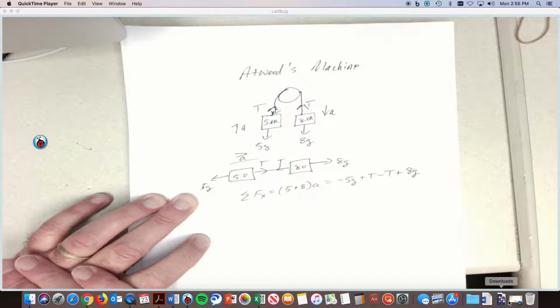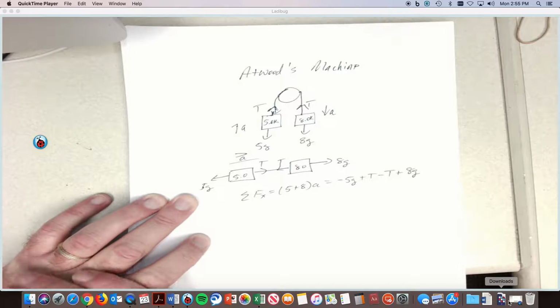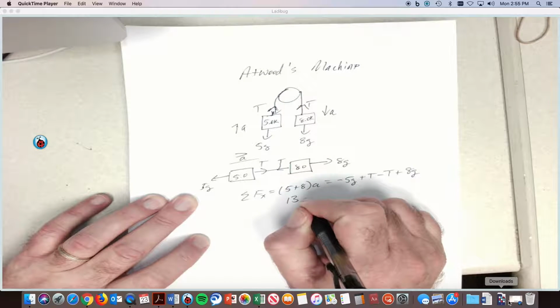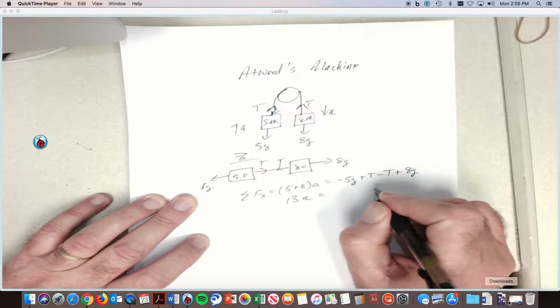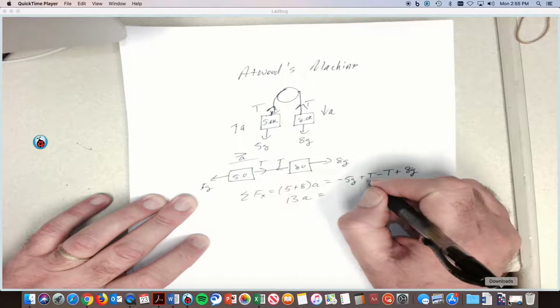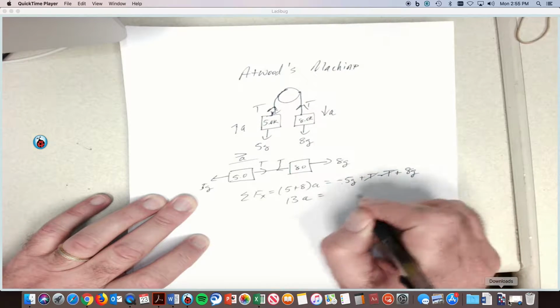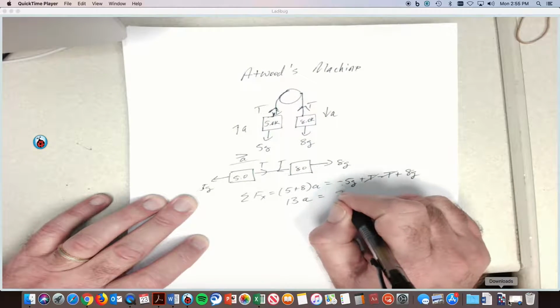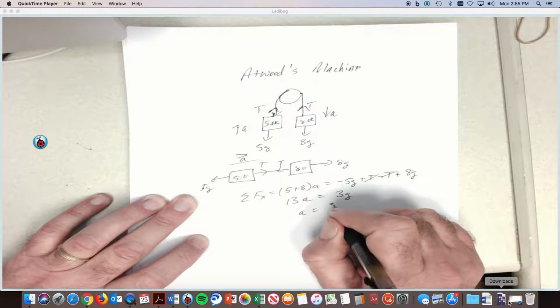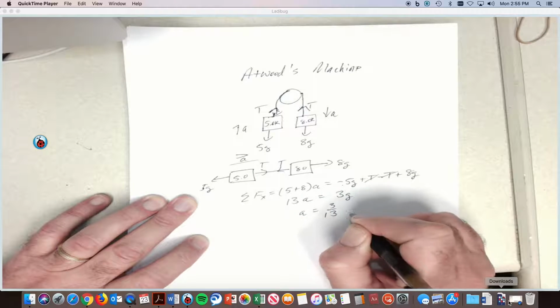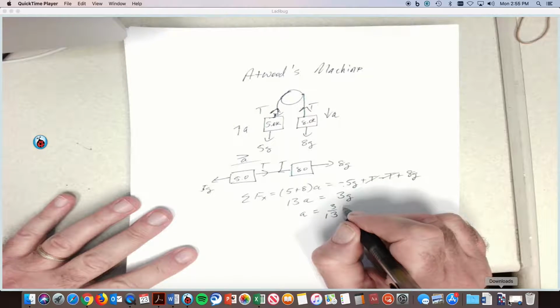I don't think I'm going to need a calculator. Oh, yes, I am. Plus 8g. So I wind up with 13a is equal to, the T's cancel, minus 5 plus 8 is 3g. And so the acceleration is 3 over 13 times g.